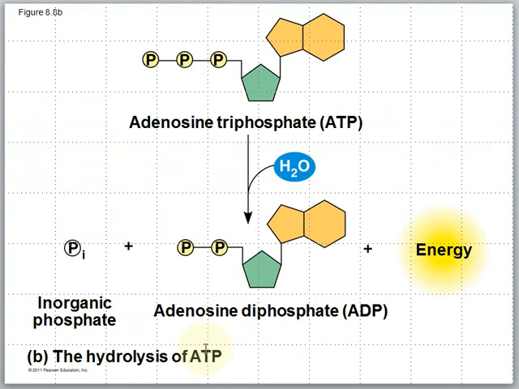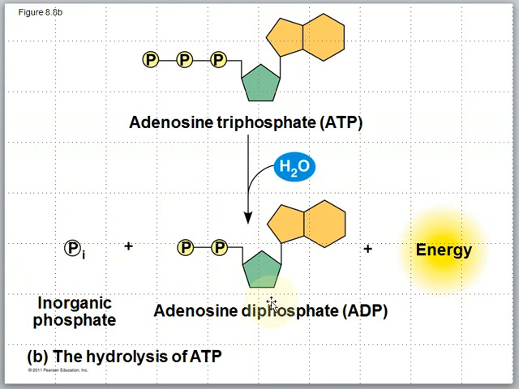So let's look at the hydrolysis of ATP. Remember, hydrolysis is adding water to break the bond. So here we have the ATP molecule. We add water. That's going to break off this phosphate, this third phosphate right out here, that releases energy. So the hydrolysis of ATP releases energy, and that's the energy that can be used for the cell to do its work.